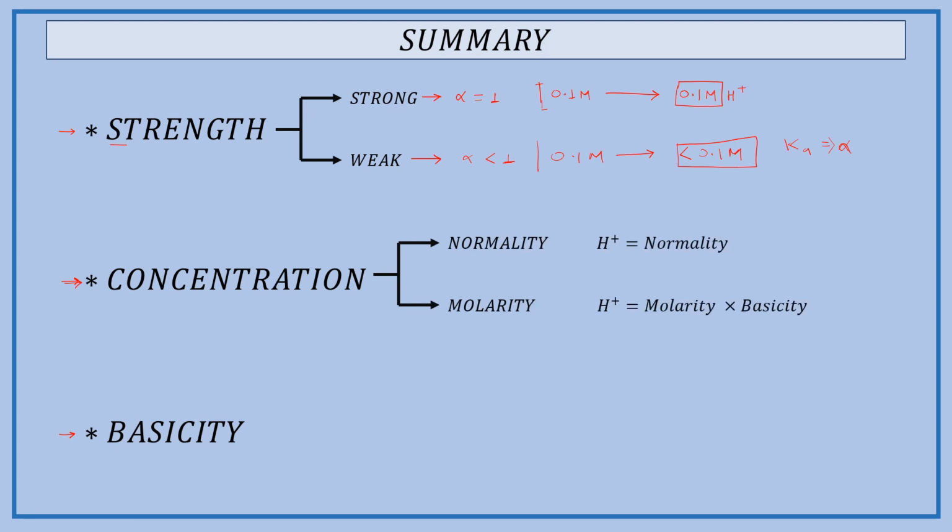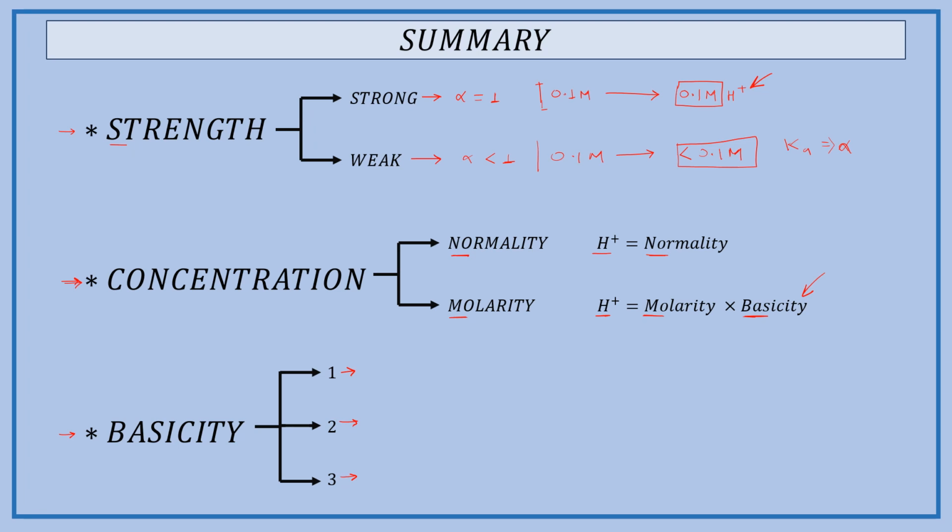The concentration of an acid can be expressed in terms of normality or molarity. If we know the normality, then H plus will directly correspond to its normality. On the other hand, if we know molarity, then H plus will be equal to molarity times basicity. So the multiple that we mentioned at this point is nothing but the basicity of the acid. So again, the pH calculation will depend upon its basicity, whether it is monobasic or dibasic or tribasic.